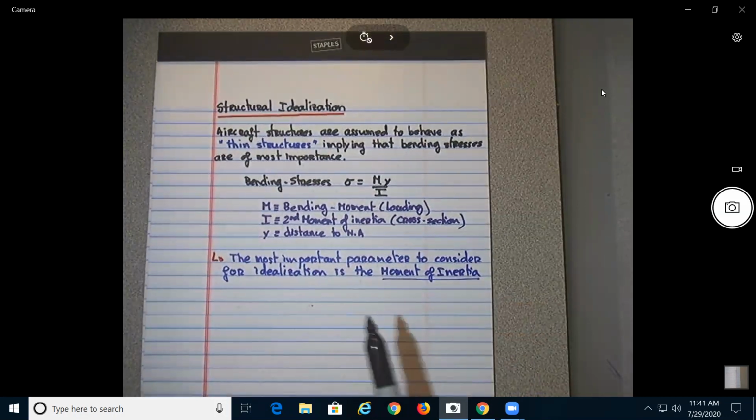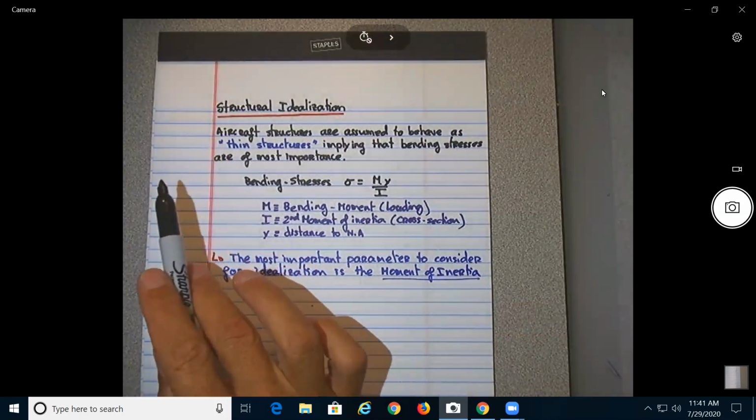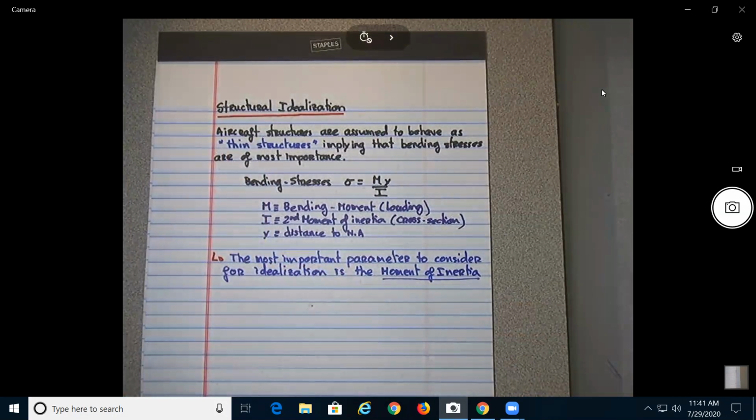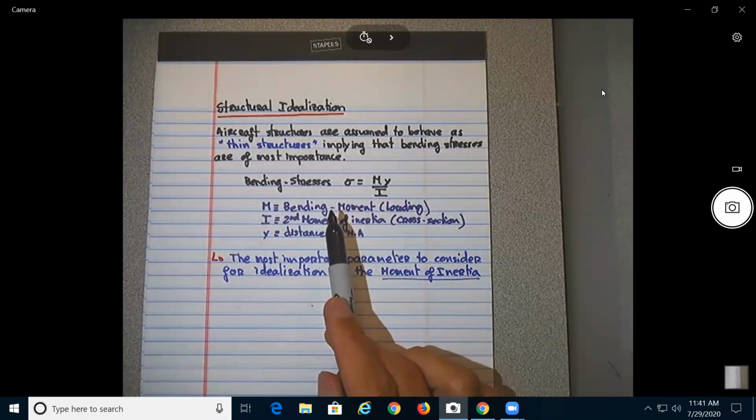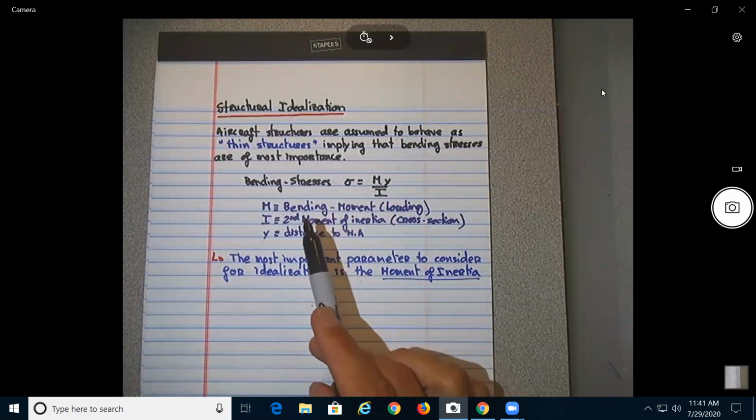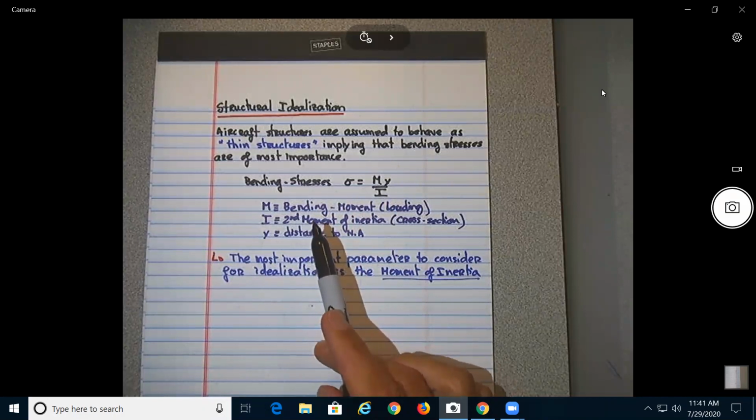Okay, and all this comes because we make the assumption of thin structures. If it's thin, that means that the structure is going to break in what? In shear or bending? It will break in bending, no? Okay, and this expression here is for bending stress. I is the resistance of the structure to bend about a certain axis. So I should be the most critical factor that you want to be able to keep during the idealization.